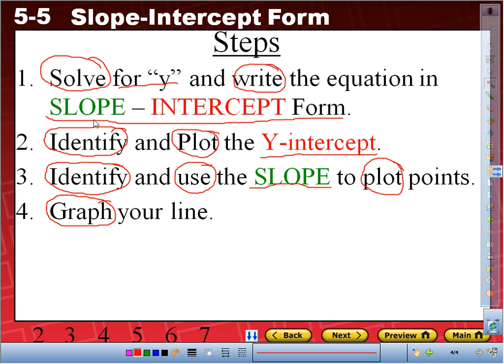So let's see, 4 steps. Step 1, solve for y and write a slope-intercept form equation. Step 2, identify and plot your y-intercept. Step 3, identify and use the slope to plot points. Step 4, graph your line. Okay, tell your neighbor the steps, please.